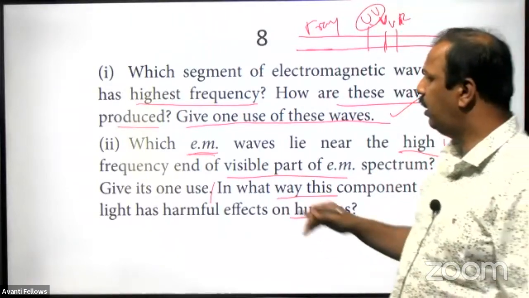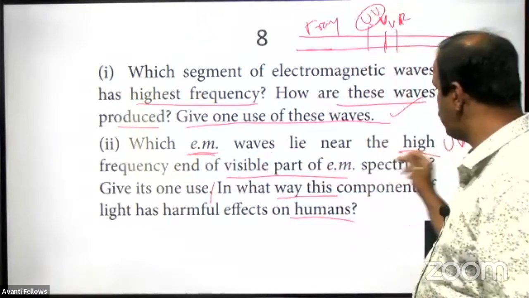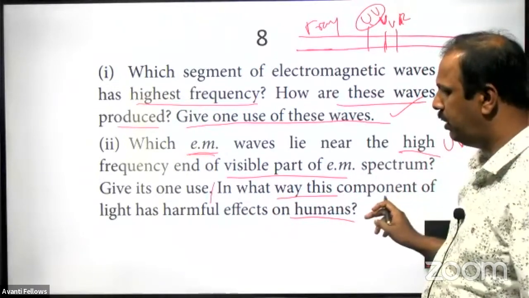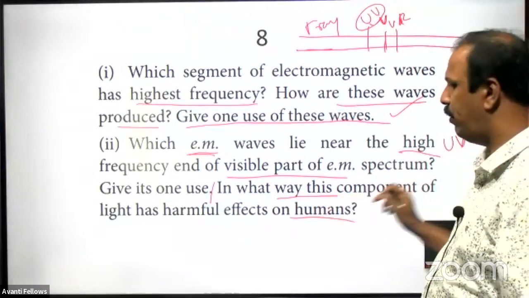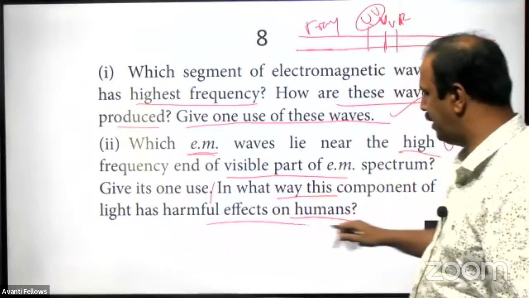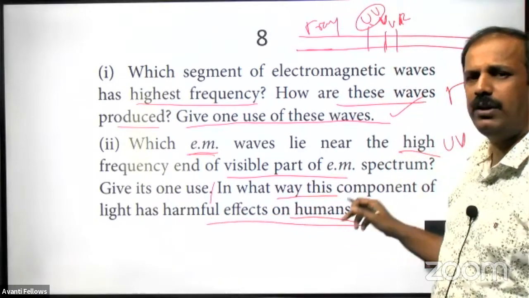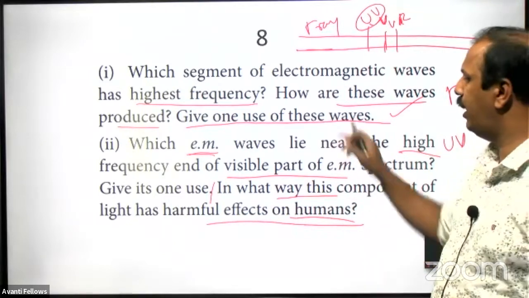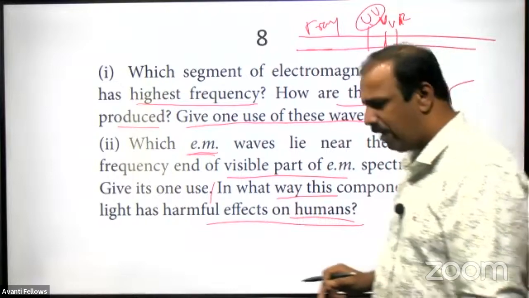All those things you might have studied in biology. Okay. Now, which electromagnetic waves lies, that is already okay. And what are the components of light? Okay, in what way do these components have harmful effects? That's what we discussed. And along with the harmful effect itself, you should remember our ozone layer is protecting us from these harmful effects.